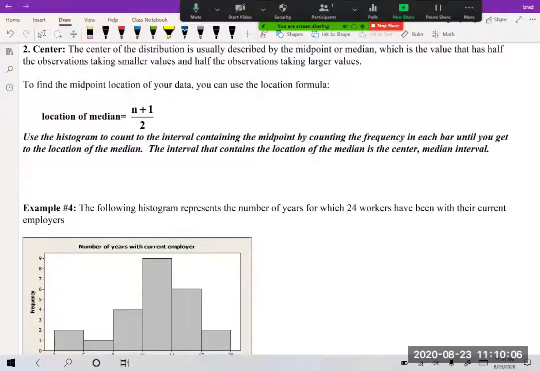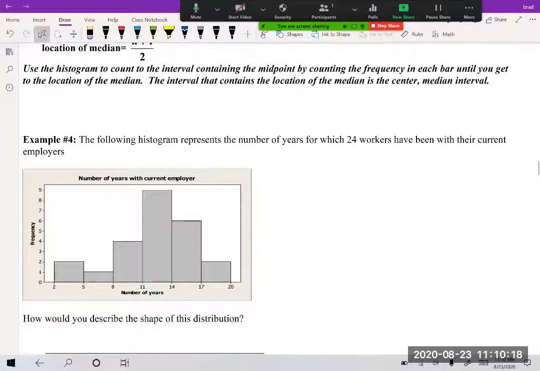So it says, use the histogram to count to the interval containing the midpoint by counting the frequency in each until you get the location of the median. The interval that contains the location of the median is the center, the median interval. So that's a really wordy way of saying this, but this is something that we have to think about. So I really think an example, like we see in this next one, will make more sense. So it says the following histogram represents the number of years for which 24 workers have been with their current employers. So again, this is kind of counting on, do you know how to read a histogram? So these are the categories, right?